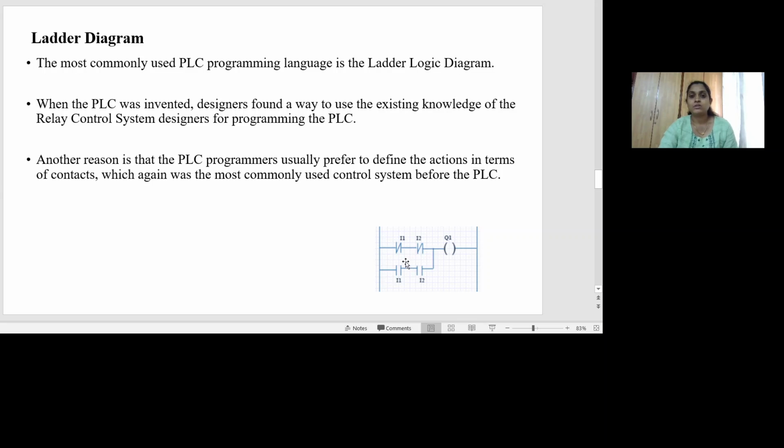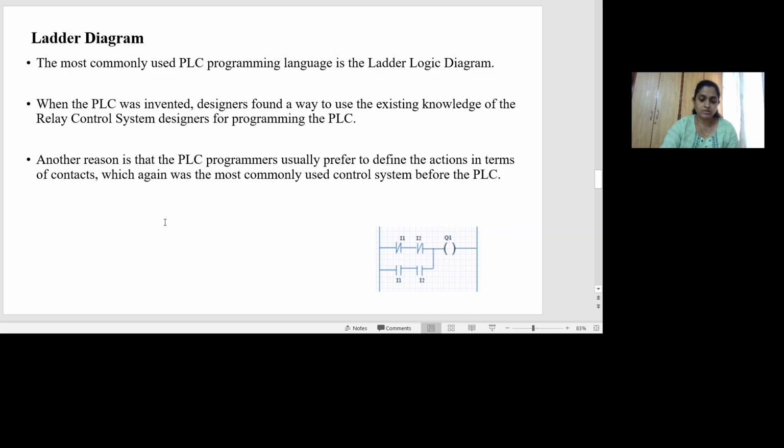For this output device to be activated, it is necessary that there is a physical connection between the two power lines, and that connection is established based on the status of the input contacts or input switches. Here the necessary input conditions which will affect the output are programmed using contacts like this.